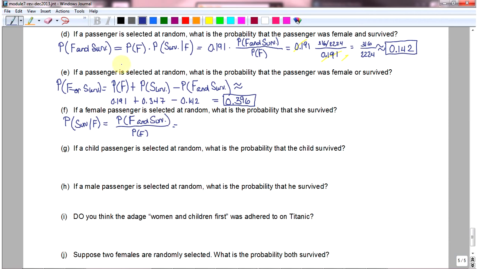Okay, well the numerator we actually found in part D. So that's equal to approximately 0.142. And let me be better with my approximations here, and I should have done that up here as well. Okay, divided by the probability that she was female. We found that earlier to be 0.191, and this gives us 0.743.